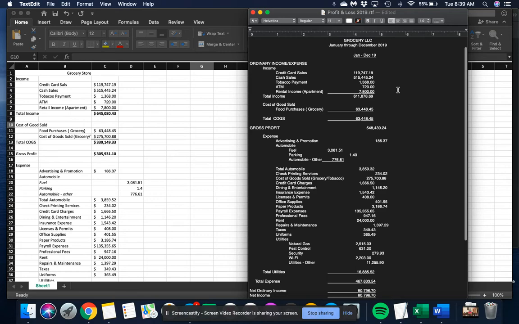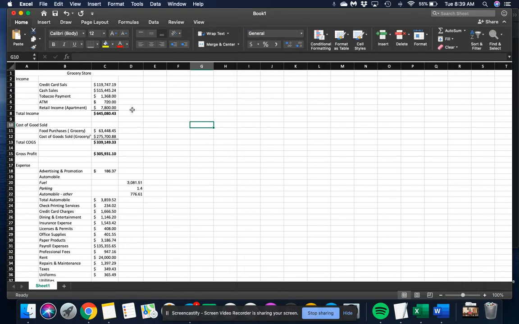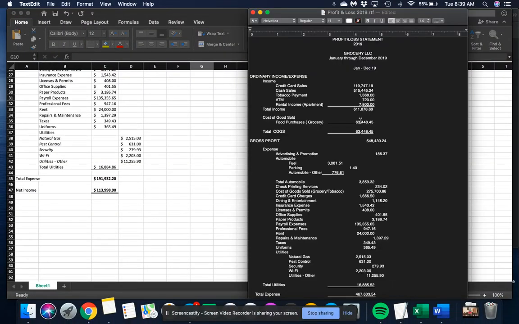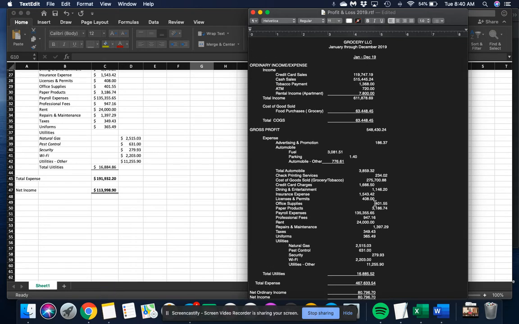So first of all, I took all these numbers and I recreated everything for myself right here. All right. This is what they originally had. I think they're showing that their total income is $611,000, cost of goods 63, gross profit 548,000. Then the net is about 80 grand, almost 81,000. All right. That's what they provided to me.